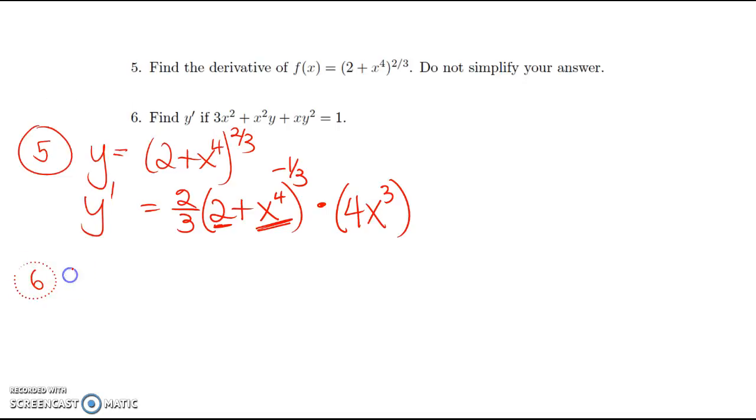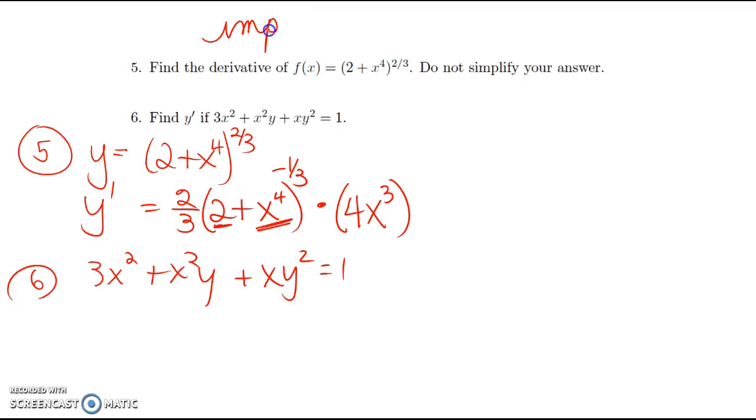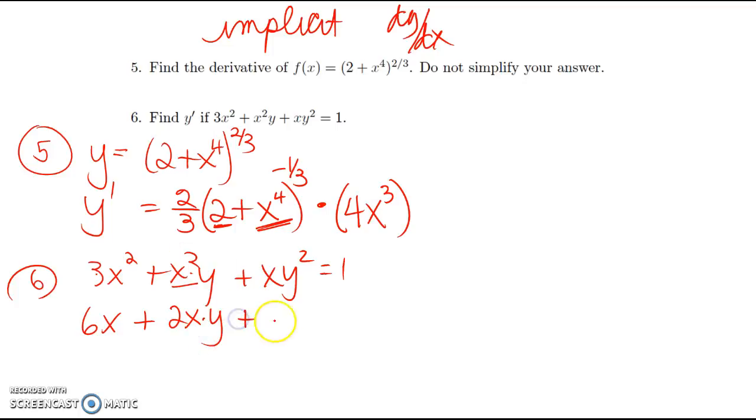Number 6 uses implicit differentiation again, right? Which is a little more complicated. It's going to take a few more lines. So, remember, for implicit differentiation, anytime we're taking the derivative of a y, we're adding dy dx there. So, first, this will be 6x plus, now we've got to use a product rule, don't we? The derivative of the first, 2x times the second, plus the first times the derivative of the second. Well, the derivative of y is 1, dy dx. Man, we have to use the product rule twice here, don't we?